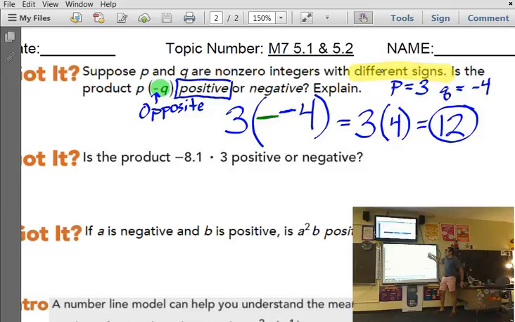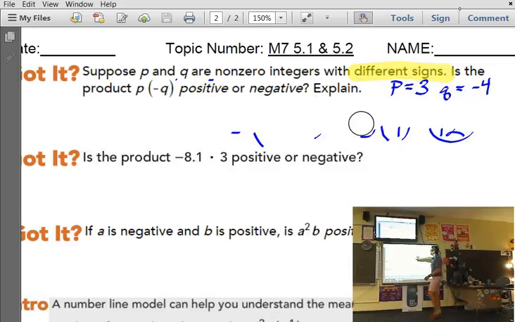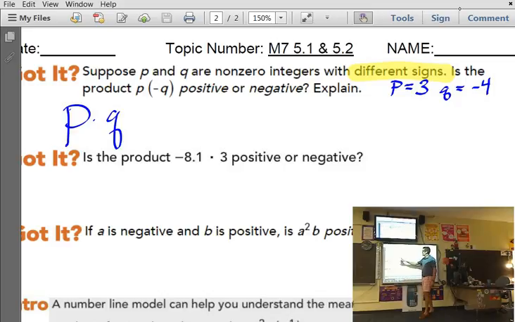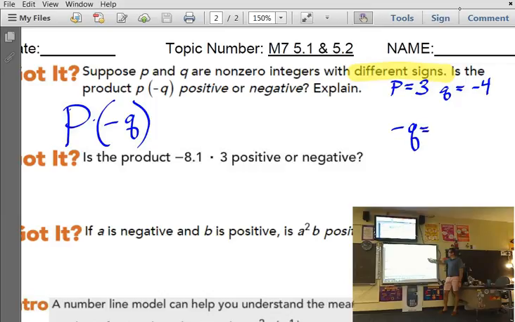So, Q, the variable Q, is what we're working with. And we determined that Q was going to be negative 4. So if I had P times Q, forget about what they had. If I had P times Q, it would be 3 times negative 4, because my P is 3, my Q is negative 4. But we don't have P times Q. We have P times negative Q, or the opposite of Q, and the opposite of my negative number. Negative Q is positive 4 because actual Q is negative 4. So negative Q has to be positive 4.